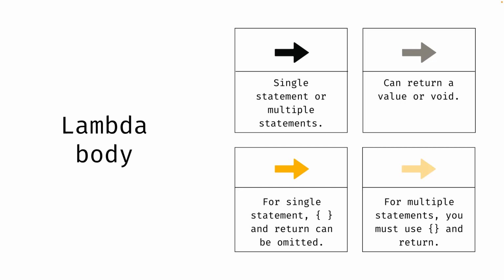For multiple statements, you must use curly brackets, and you should include the return keyword again if the method is returning a value, that is. And also you need semicolons for each statement, pretty much exactly like a normal method body.